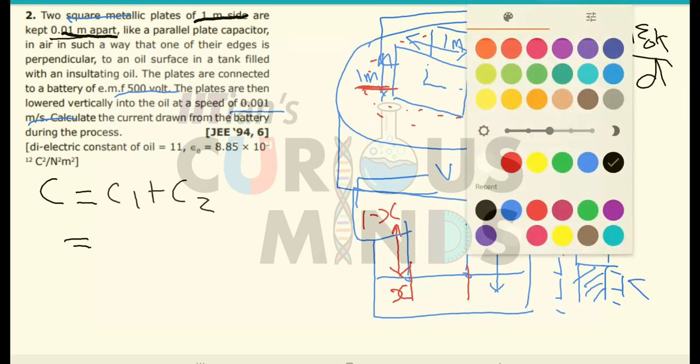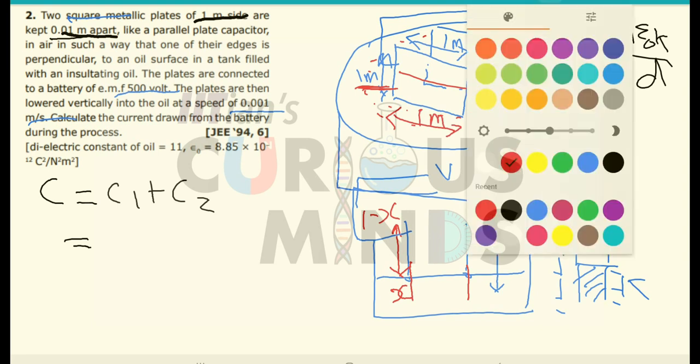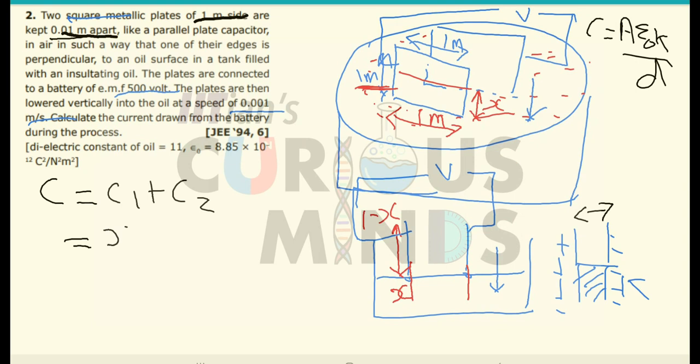Let us assume that this much part, the x part, has been submerged inside the liquid. This distance is equal to 1 meter, so the area will be equal to x into 1. So C1, the part that has been submerged, has the dielectric constant K, and is equal to x into 1 into epsilon naught into K divided by D. D, let it be as it is. I will substitute the value of D later.